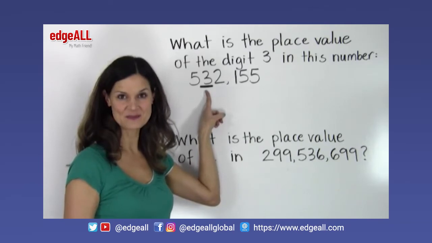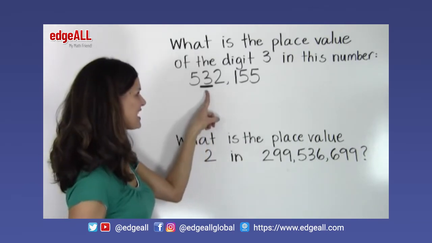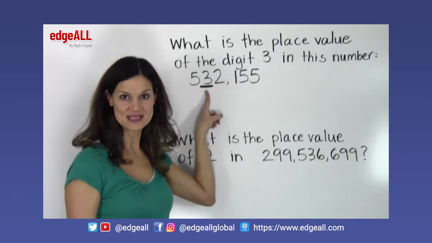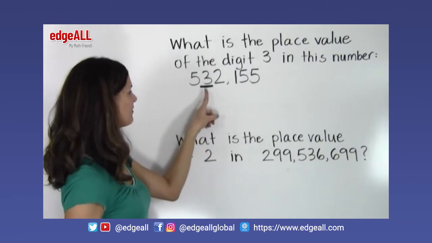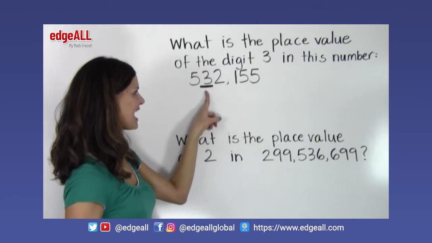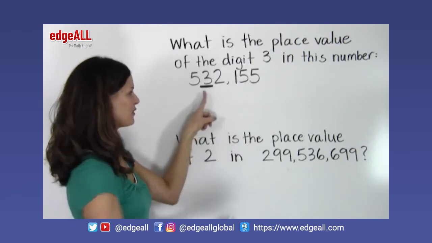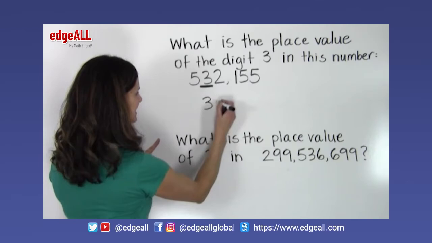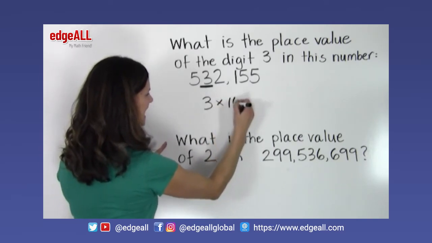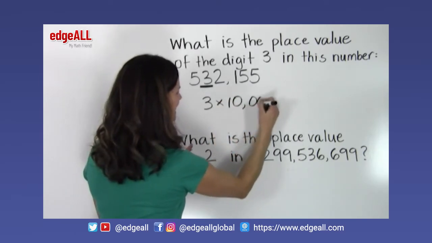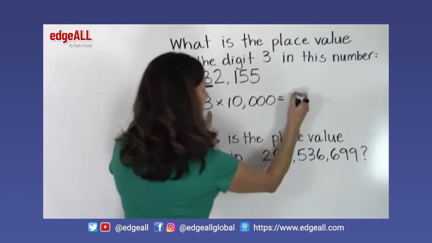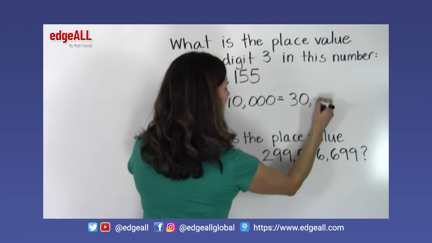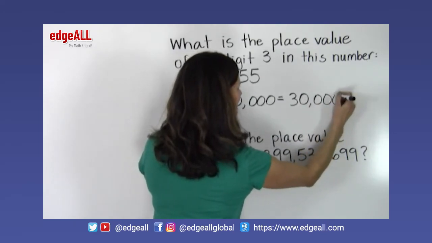10,000s place. So since our 3 is in the 10,000s place, the value of this 3 is going to end up to be 3 times 10,000, which equals 30,000.